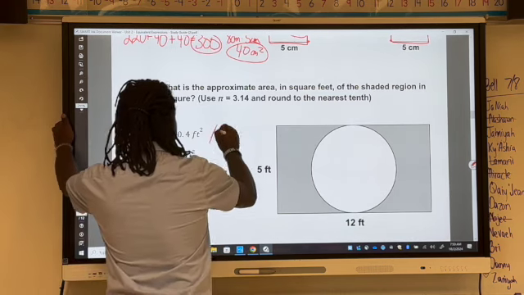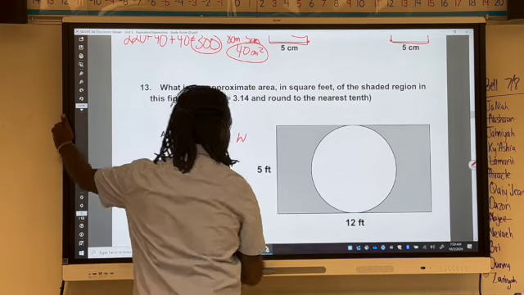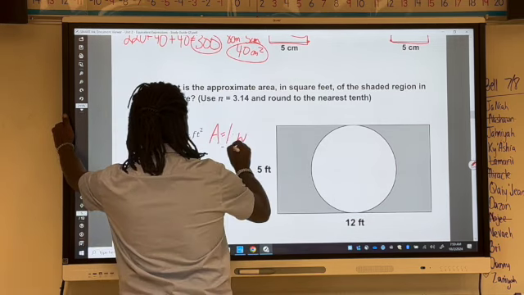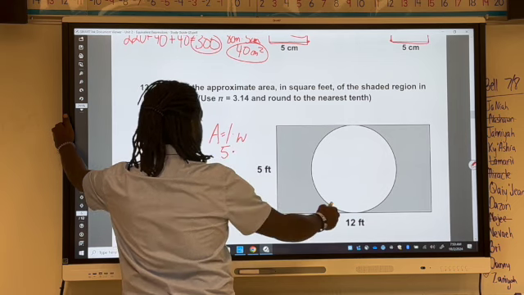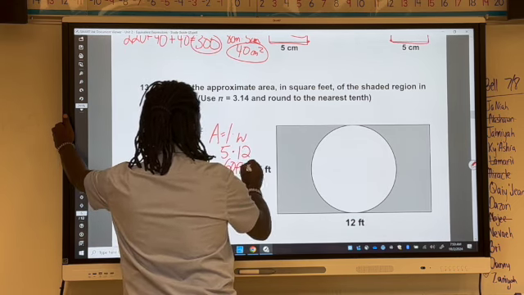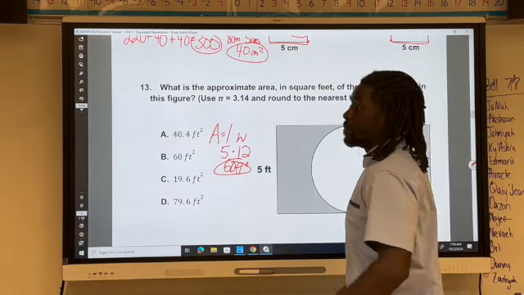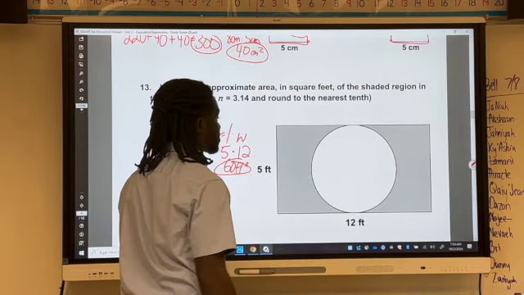formula for area of a rectangle. The area of the rectangle is length times width. Well, the length is 5 feet. And then the width is 12 feet. Okay, so 5 times 12, that is 60. And it's going to be feet squared. Now, that is the area of this entire rectangle. But now I have to find the area of the circle.